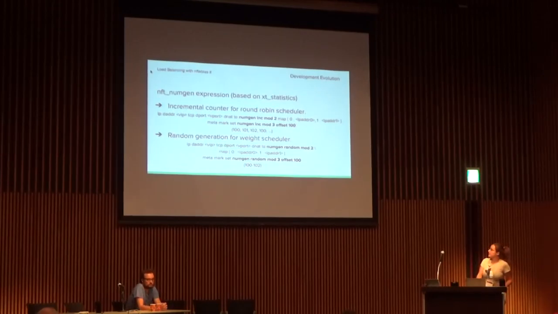Some examples regarding the number generator expression, which is based on the iptables statistic extension. The incremental counter is used to generate a round-robin scheduler. For example, here we are going to match a destination address with a TCP destination port, and we are going to apply a DNAT to incremental modulus 2 for two indexes that are stored in a map. The values are the destination addresses that are going to be substituted into the DNAT.